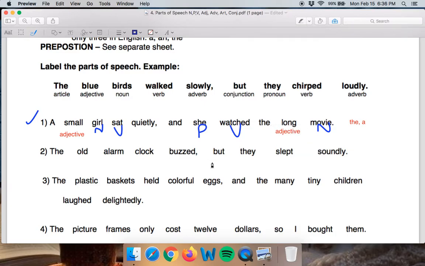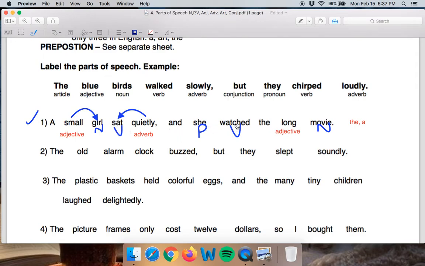Okay. Now, what about adverbs? Look at the verbs. Here's a verb. Here's a verb. Any words telling us about those verbs? How did the girl sit? She sat quietly, right? So quietly is an adverb. It's a word that is describing a verb. Quietly is telling me how the girl sat. Small is describing the noun, the girl, right? Quietly is telling me how the verb happened.